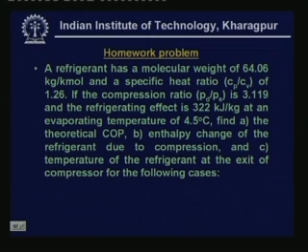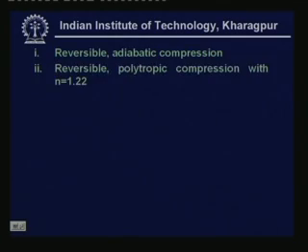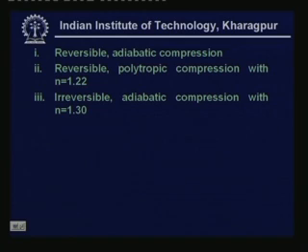So, what is given here is the molecular weight, specific heat ratio, compression ratio, refrigeration effect and the evaporating temperature. And we have to find out the COP, enthalpy change and the discharge temperature. And what are the different cases for which we have to find these values? First one is reversible adiabatic compression. Second one is reversible polytropic compression with polytropic index of 1.22. The third is irreversible adiabatic compression with index of 1.3.